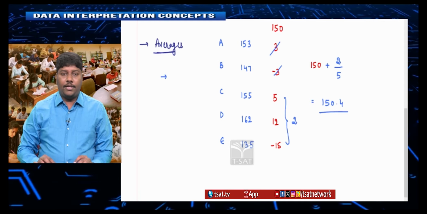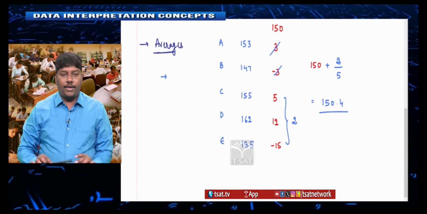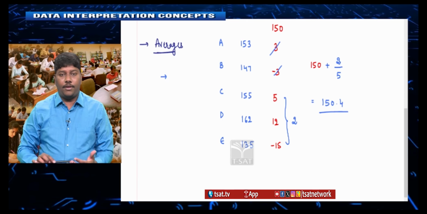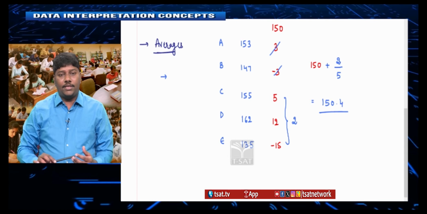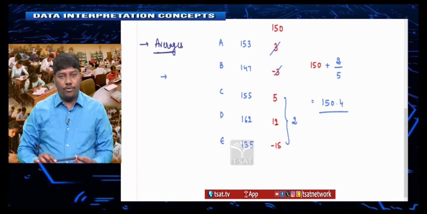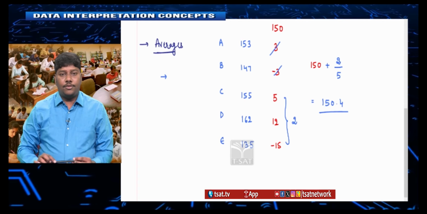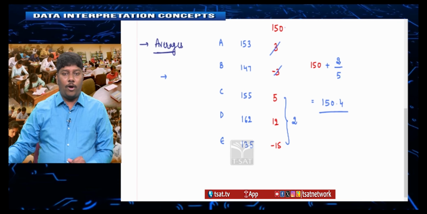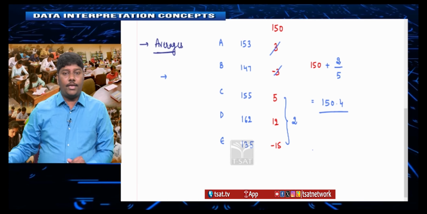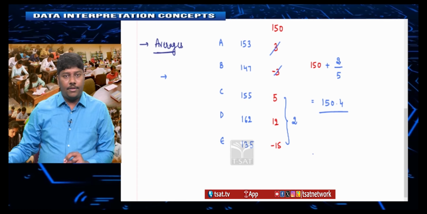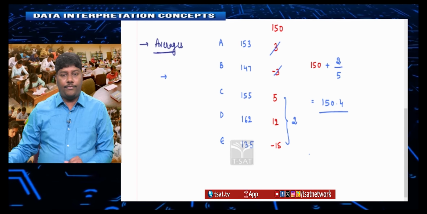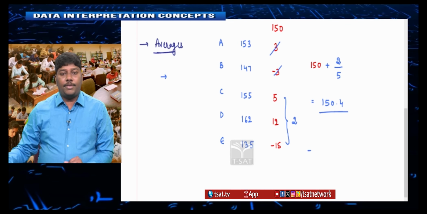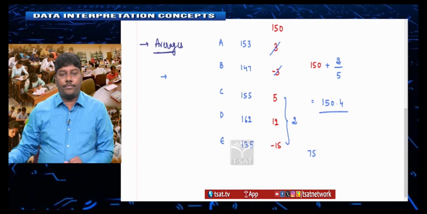In the exam, adding these odd numbers like 153, 147 will take a lot of time. But if you go with the assumption again, assume that 150 is a closer value. I am taking out 150 from all the other numbers. I am taking this 150 five times. So, 150 into 5 gives me 750.